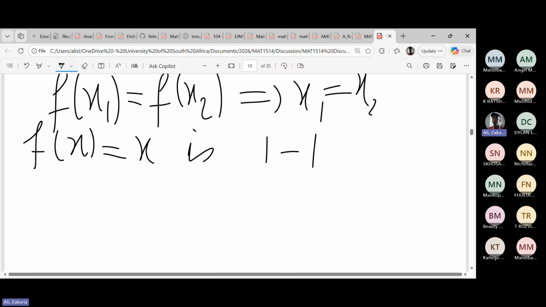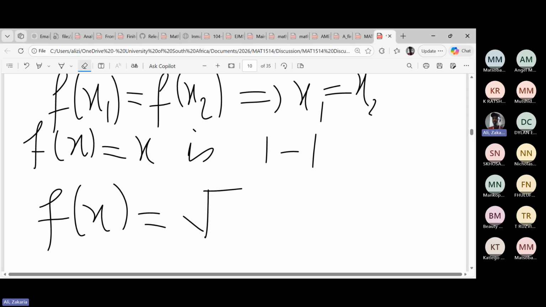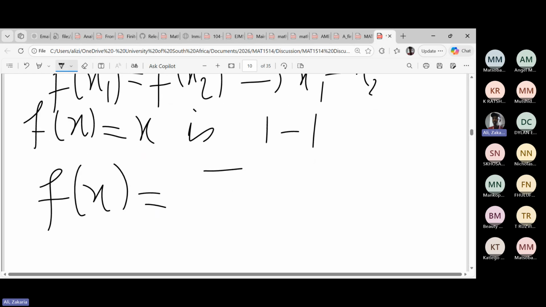Now we take another example. Let's say f of x equal to the square root of, in fact, that is a bit difficult. Let's say f of x equal to the square root of x.